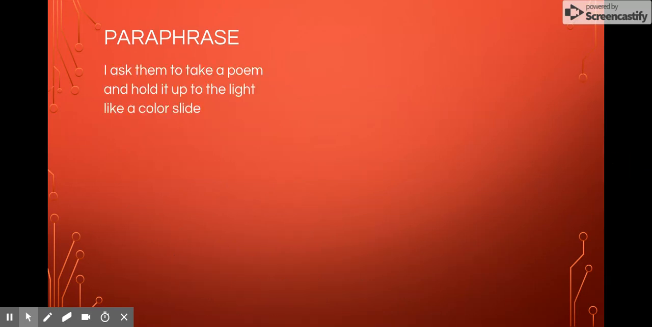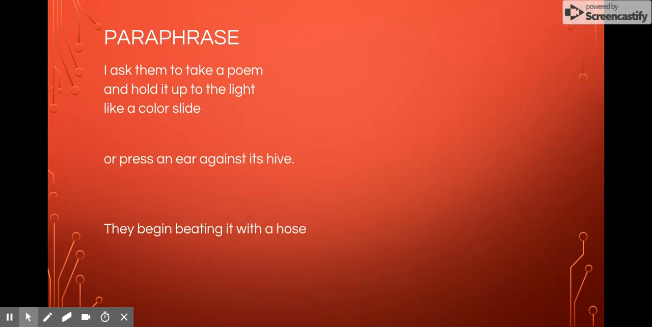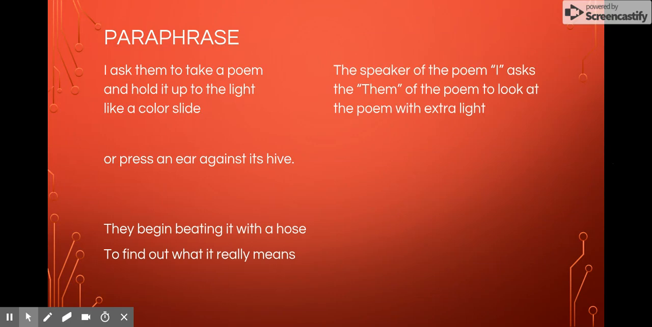So for example, we have the first stanza, "I asked them to take a poem and hold it up to the light like a color slide." If we're looking at a paraphrase, we might say something along the lines of: the speaker of the poem asks the students to look at the poem with extra light. Now, this is very straightforward. It's really just focused on the ideas of the poem.